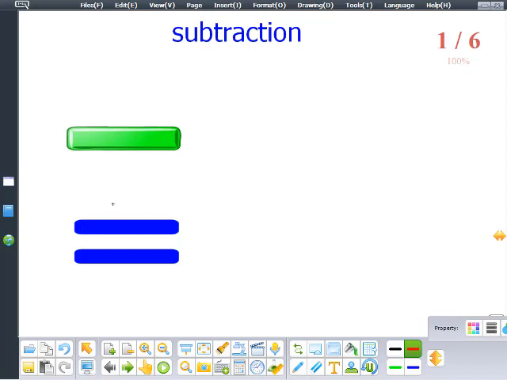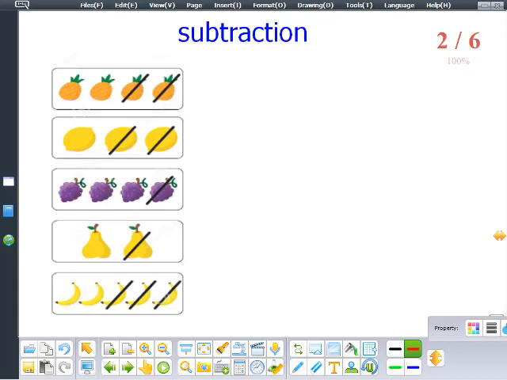So when we say minus, we mean this sign. And when we say equal, it means this sign. Well, look at the next page. What do we have here? We're gonna talk about subtraction. Look at these pineapples.